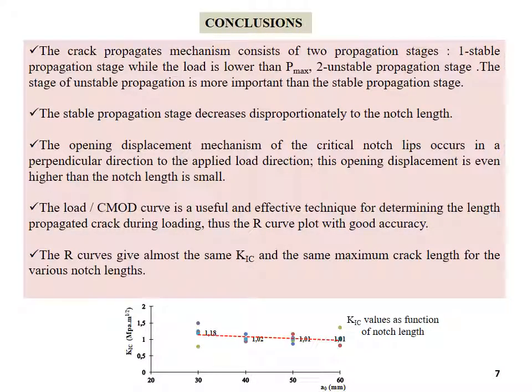The crack propagation mechanism consists of 2 propagation stages: 1, a stable propagation stage while the load is lower than P max, and 2, an unstable propagation stage. The stage of unstable propagation is more important than the stable propagation stage. The R curves give almost the same KIC and the same maximum crack length for the various notch lengths.